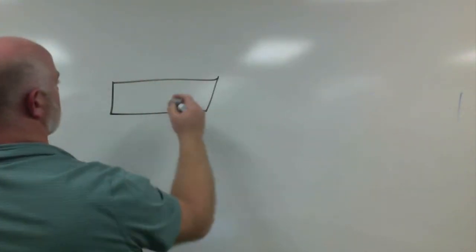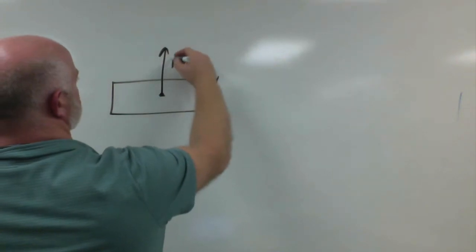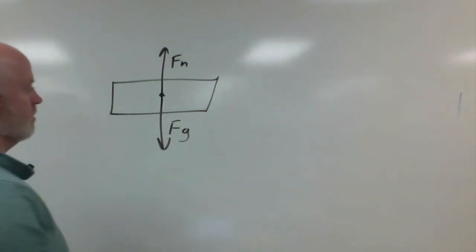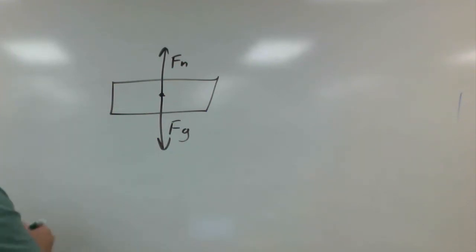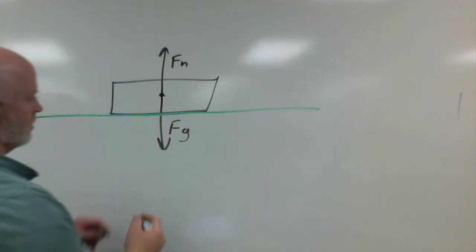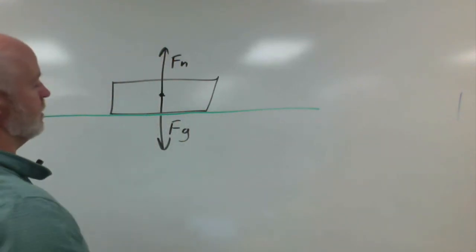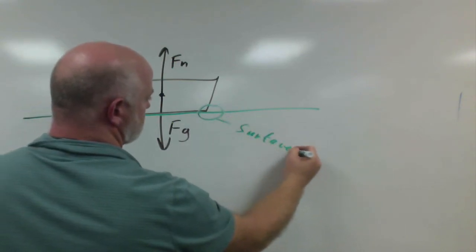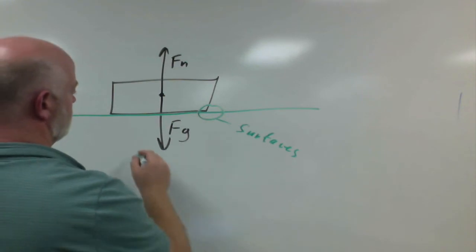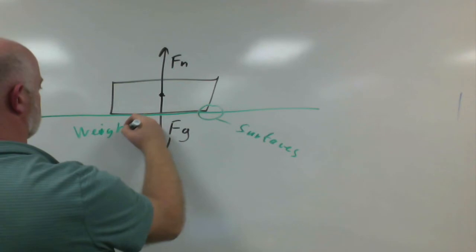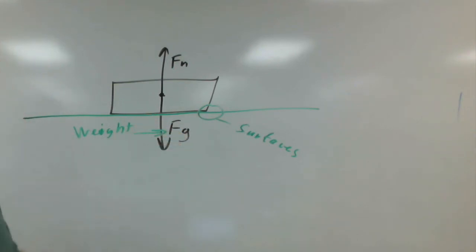Now, if I just draw a block on the board, I know I have the normal force pushing up on something, and I have the force of gravity pushing down on it, okay? But I also have the surfaces which are in contact with each other. So friction is dependent on these two surfaces that are in contact, and it's dependent on the weight of our object. Okay, so two different things.